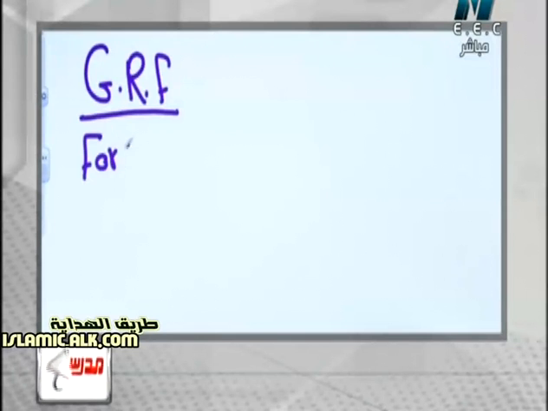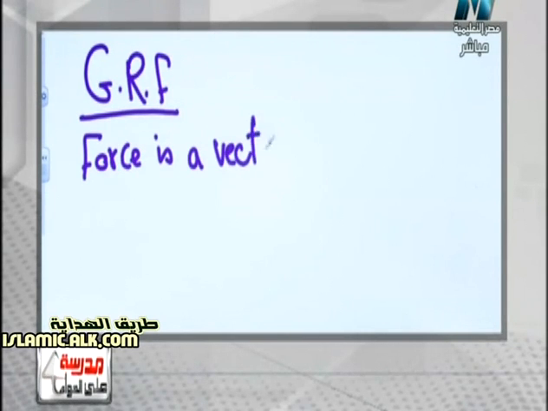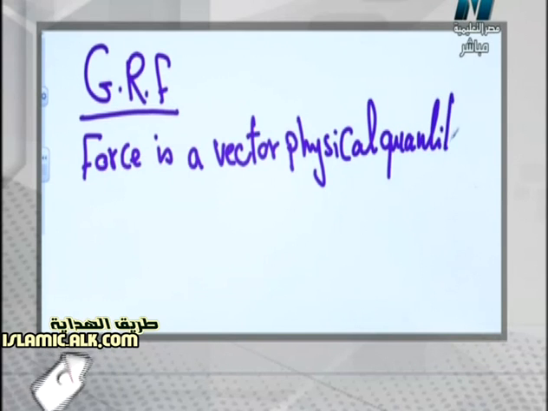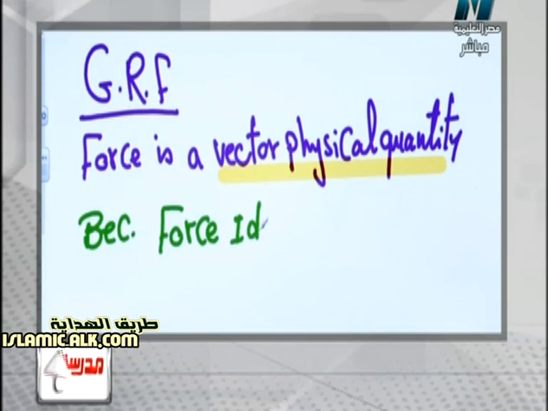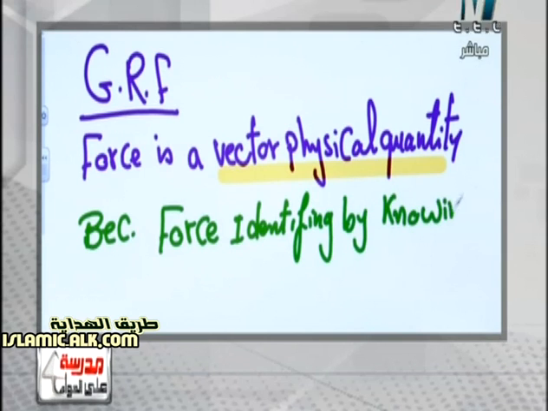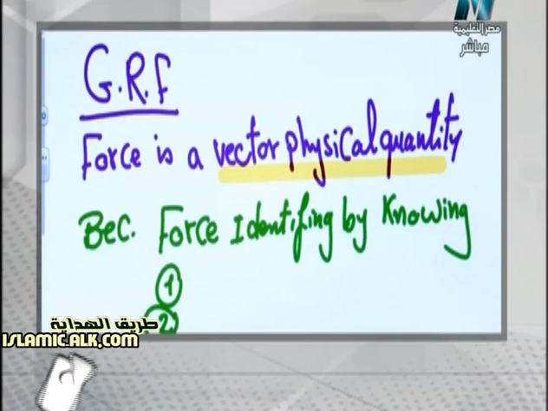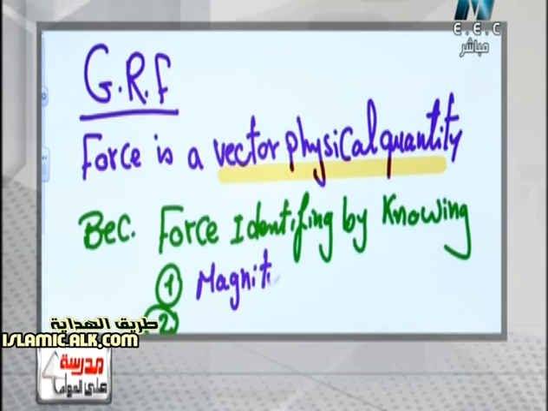There is a question: give reason, force is a vector physical quantity. Let's write it here. Force is a vector physical quantity. So we should know, we are talking about a vector physical quantity. So we identify this quantity by what? So we say because force is identified by knowing magnitude, number one, and number two, by knowing the direction.